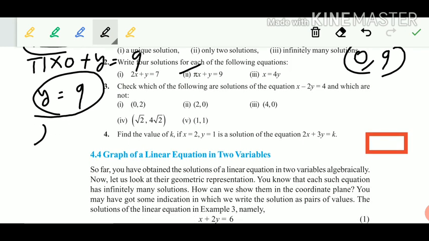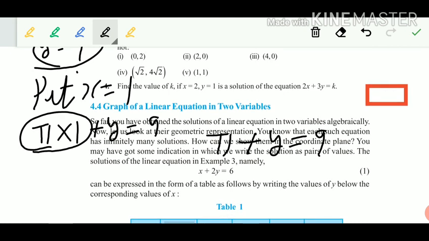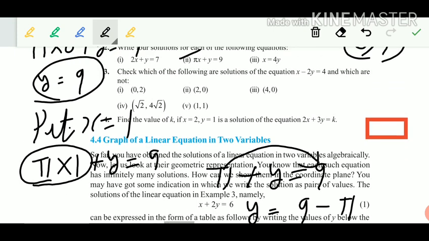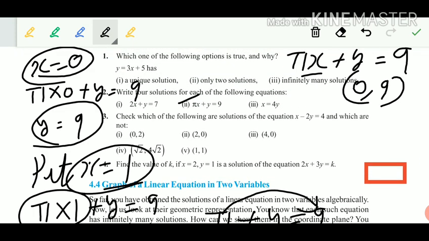Second time you can put x is equal to 1. When we put x value 1, it becomes pi multiplied by 1 plus y is equal to 9. Pi multiplied by 1 is pi. It becomes pi plus y is equal to 9. Now pi is positive on this side; on the right side it becomes negative. So the y value is 9 minus pi. So it is also a solution. When x value is 1, y value is 9 minus pi. So (1, 9 minus pi) is also a solution of this equation.